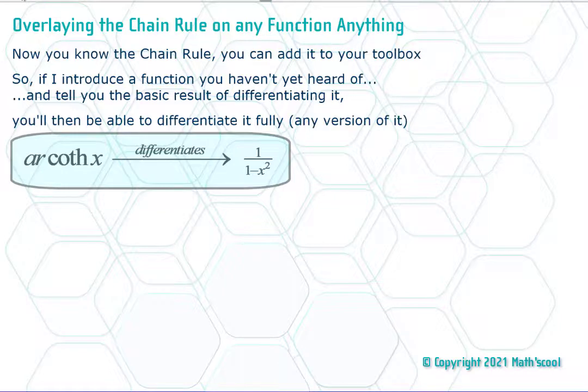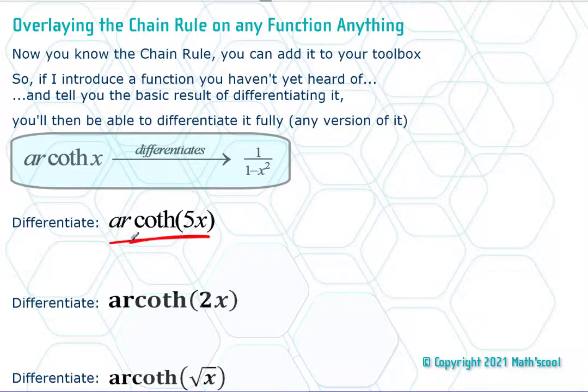Overlaying the chain rule on a function of anything, any new function. What does that say? Any function, anything. That's probably a typo. Okay, so we now know the chain rule. If I introduce you to a completely new differential that you've never come across before, so I've introduced you to this, arccos x is going to differentiate to give you 1 over root 1 minus x squared. You've got that rule now, and you can now differentiate anything that's like arccos x. You don't need to understand what arccos is. You don't need to care.